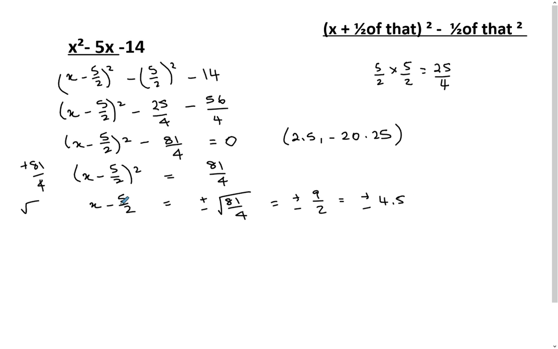Okay, now we'll convert that into a mixed number, so we're adding 2.5. So x equals 2.5 plus or minus 4.5. So x equals, adding them, you get 7, and x equals 2.5 minus 4.5, so that's minus 2. Okay, I hope that helps. So odd numbers aren't really that odd. It's quite easy to solve it. All right? Okay, that's all for now.